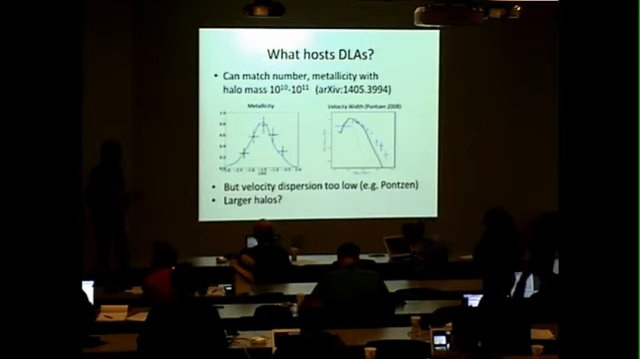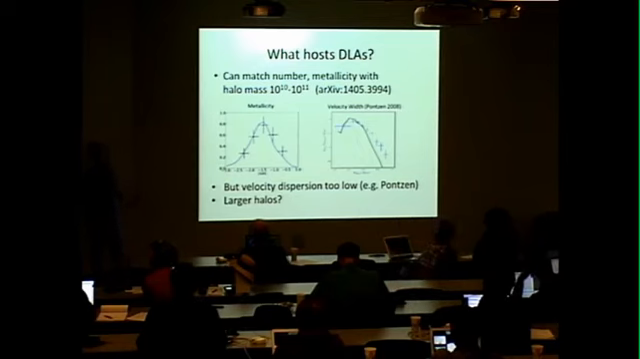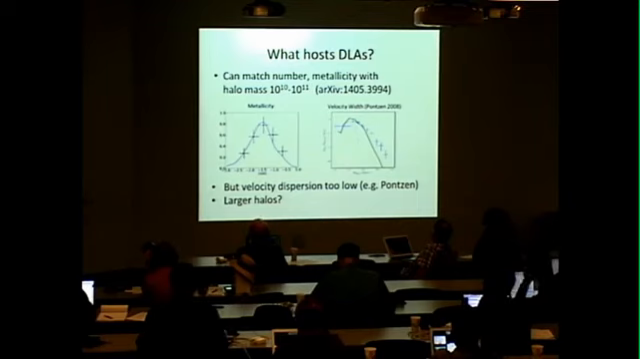So the velocity dispersions of DLAs were historically not quite matching the observations. One way that you could maybe solve this problem is by increasing the size of the halo mass of the host DLAs. I'm going to try and tell you, the punchline of this talk is going to be that this is not actually totally necessary.